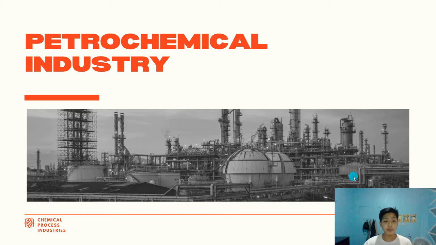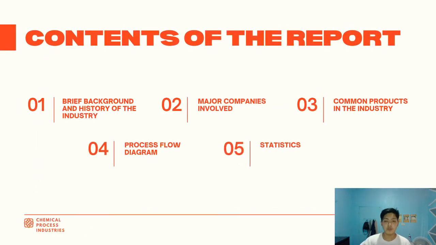Today, our report will be about the petrochemical industries. Our report will be split into two parts. First is for oil and natural gas, while the second part is about plastics and resins. The contents of our report will be about the brief background and history of the industry, major companies involved, common products in the industry, the process flow diagram, and the statistics involved in the industry.